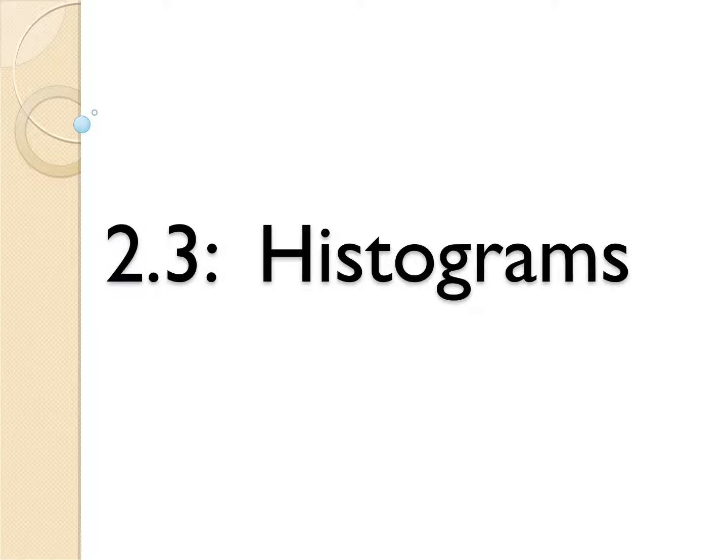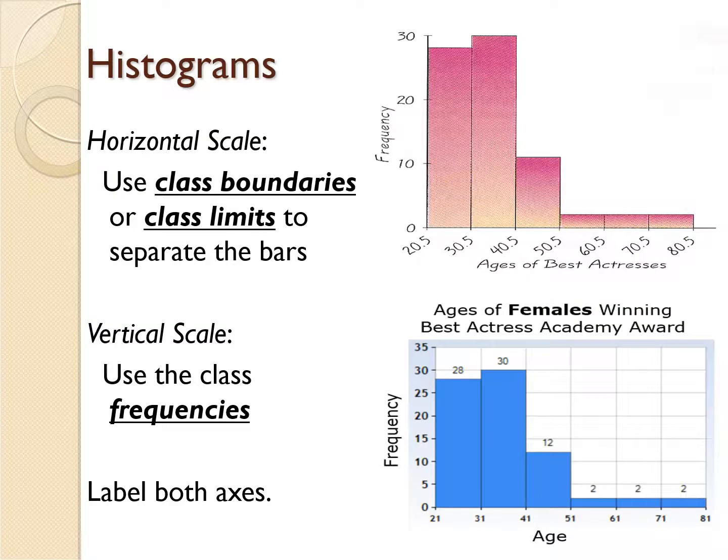In section 2.3, we'll be creating histograms, which is a graphical display of the frequency tables that we made in the last section. In section 2.2, we were dealing with a data set that showed the age where women first won the Best Actress Academy Award. We used that data set to make a frequency table. We broke the data into classes. First class was 21 to 30, then 31 to 40, etc. And then we counted how many numbers fell into each of those classes.